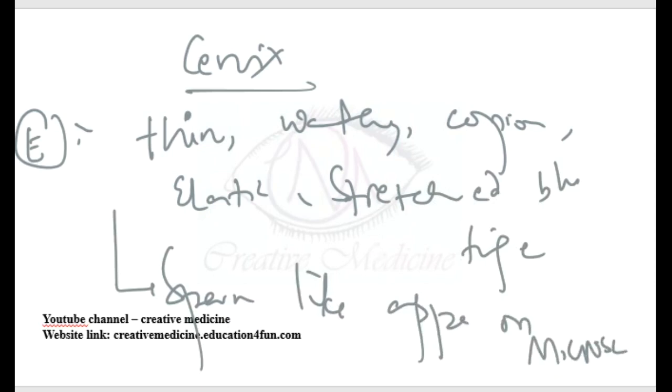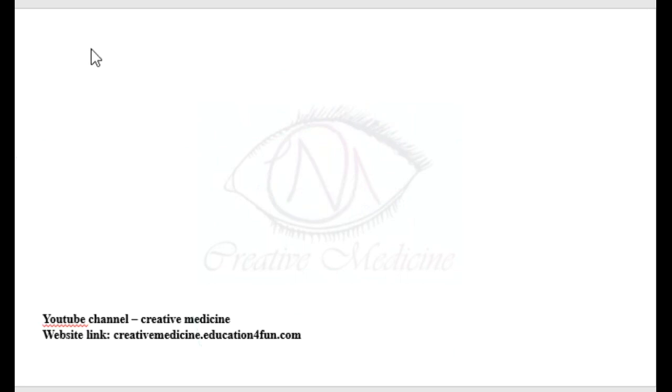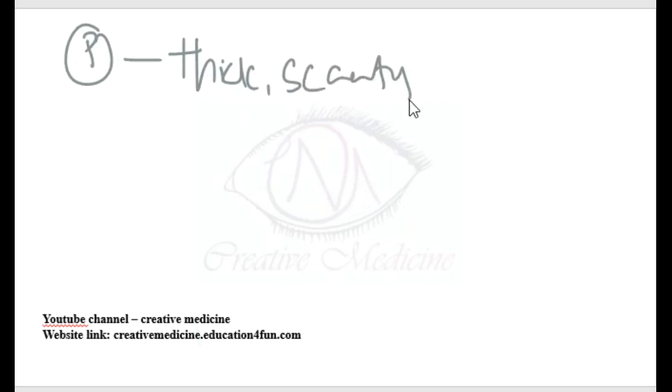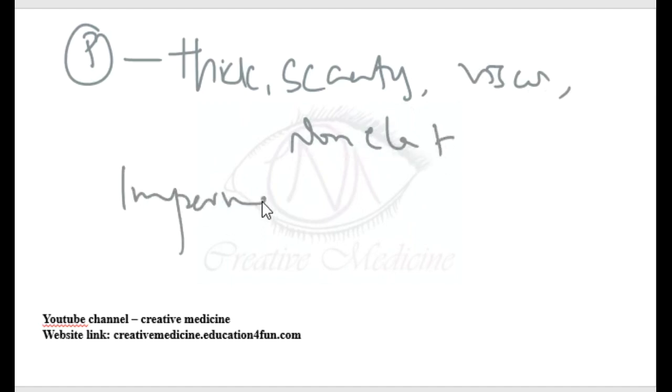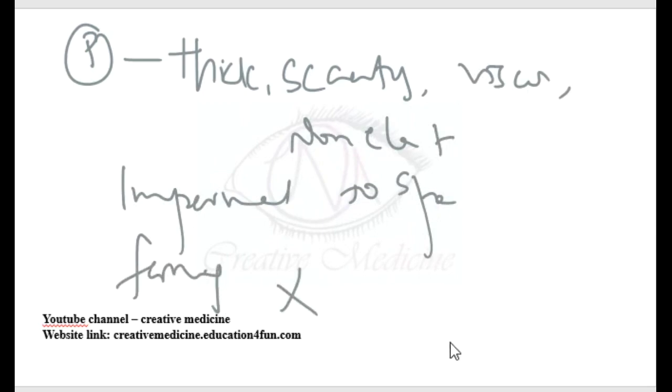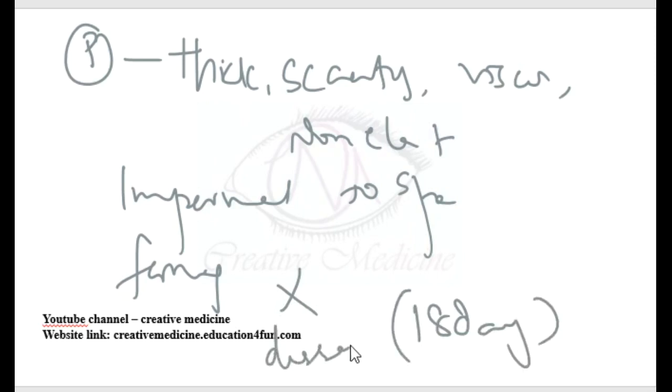Effect of progesterone on cervical mucus. Progesterone makes cervical mucus thick, scanty, viscous, and non-elastic. Cervical mucus is impermeable to sperms. The fern-like appearance of cervical mucus is absent on microscopy. That is, the ferning disappears by day 18 of the cycle.